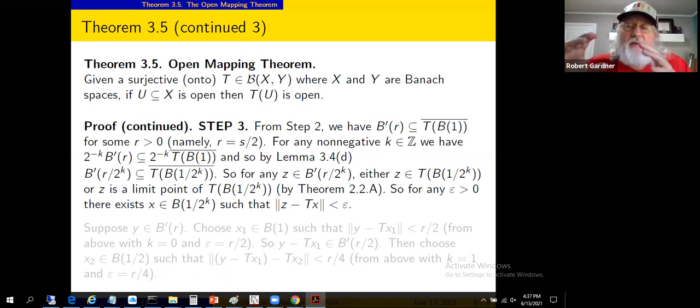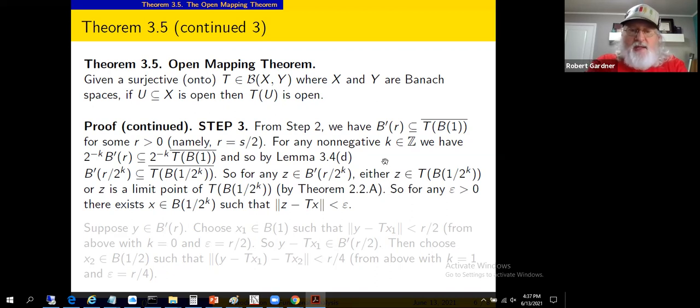It just, K was positive. It shrinks the radius down. So that should make good geometric sense also. And the same kind of things happening on the other side, except we got the closure thing involved there. So we got B prime of r over 2 to the K, a subset of the closure of T of B of 1 over 2 to the K.